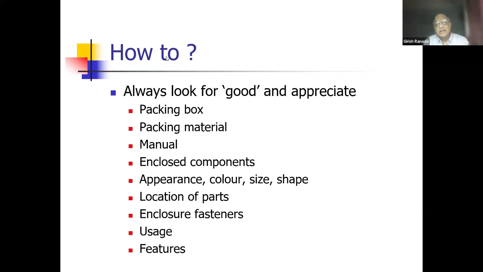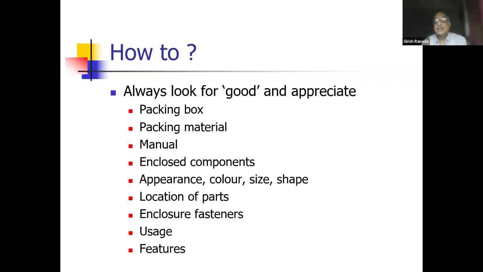Now, how to do it is, as I said, that appreciation is very important. If we have a product in hand, right from the packing box, the packing material, whatever is used inside, the user's manual, then the enclosed components. There are a lot of screws or other things which come along with the product. Those are also very good. Then we can look at the actual product, its appearance, color, size, shape, and the location of parts like connectors or heat sinks. So those can be appreciated.